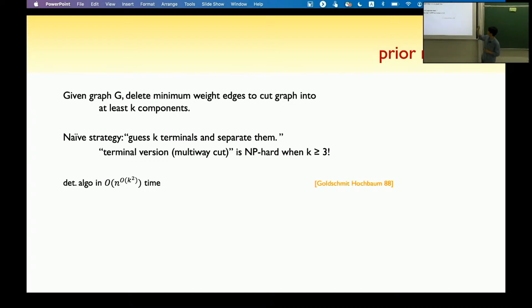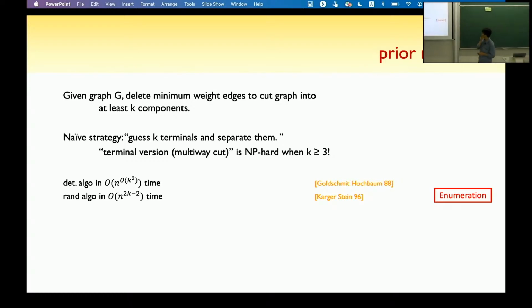So that's why it took some more time for people to find a polynomial time algorithm even for a fixed k. This was first done by Goldschmidt and Hochbaum in '88. Their running time is n to the k squared. And then Karger and Stein gave this beautiful algorithm that we're going to study, and their algorithm runs in time n to the 2k minus 2.